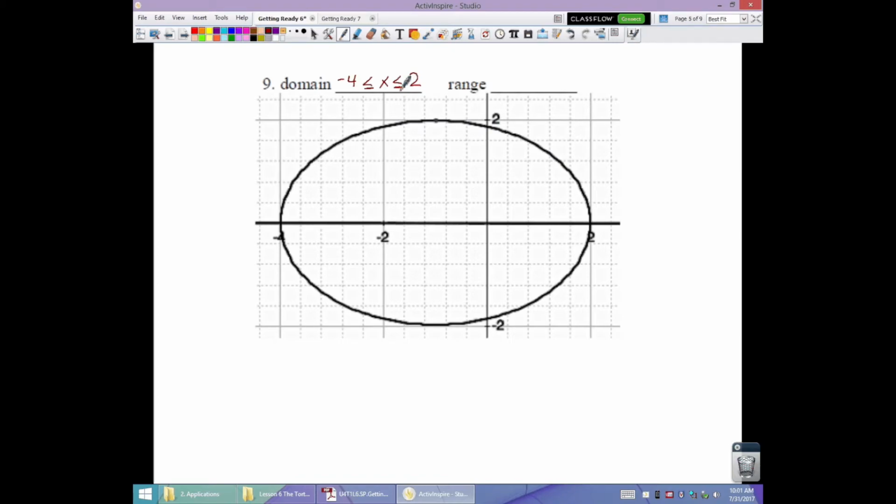Do the same type of thing for range. The lowest value we reach is -2. The highest value is positive 2. We're talking y values. And since we do reach negative 2 and 2, we include those endpoints.